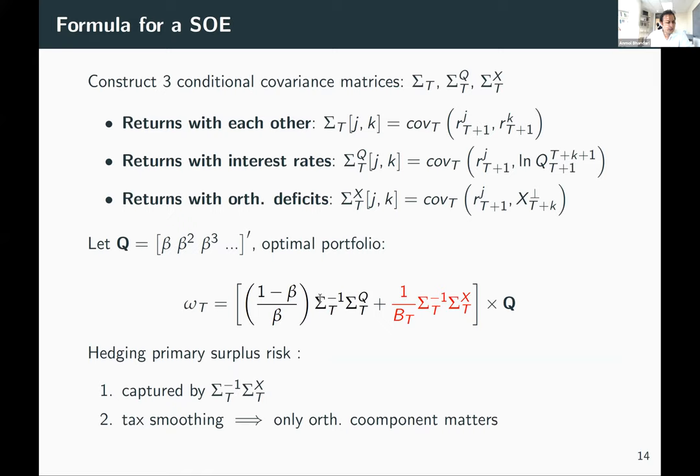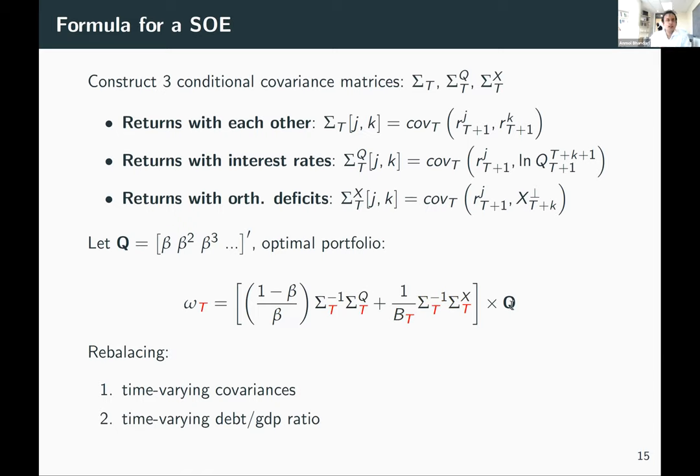The second term here is the conventional primary surplus risk, captured by the ratio of covariances of returns and the orthogonal component of deficits relative to the variance of it. The logic is similar, except now the covariances we are concerned with are covariances of returns with the orthogonal component. The reason the orthogonal component shows up in the expression is that in the background, the government is smoothing taxes. So what it cares about is only movements in deficits which are orthogonal to the movements in taxes. Both these terms are multiplied by this vector Q, which is just a vector of declining weights.